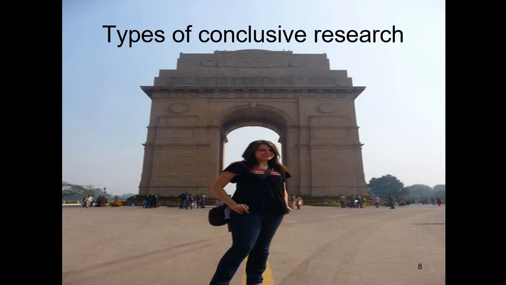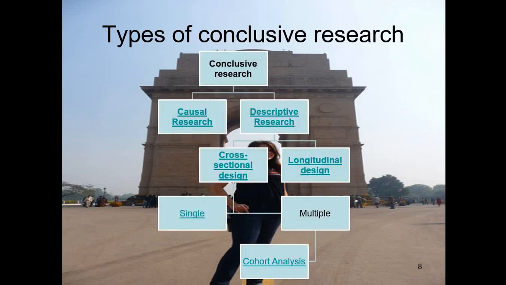Now let us look at the different types of conclusive research. So let us have a look at this. In conclusive research, there are basically two types. One is causal research and another is descriptive research. In causal research, we are interested in finding out the relationship between variables. In descriptive research, once again, we have two types of division, that is cross-sectional design and longitudinal design.